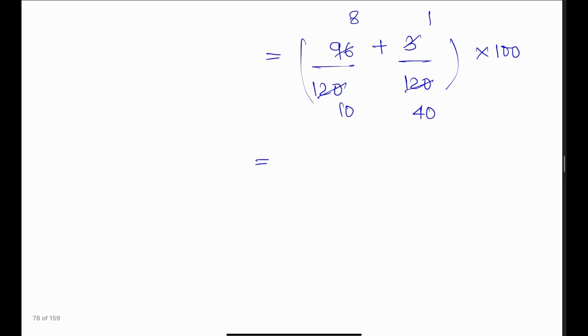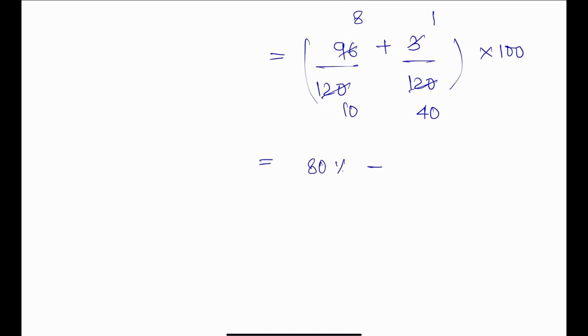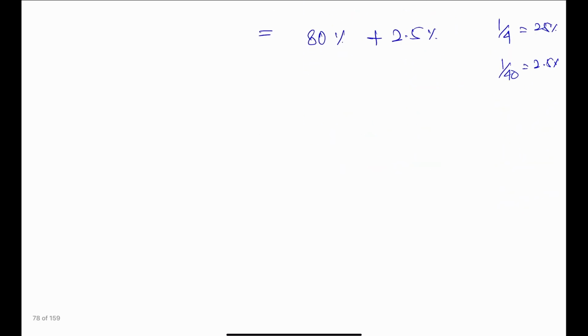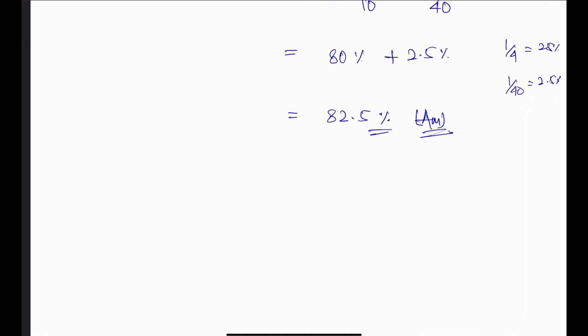So 8 by 10 is nothing but 80%, plus the last one is nothing but 1 by 40. 1 by 4 is what? 25%. So 1 by 40 will be 2.5%. So eventually the answer is 82.5%. Eventually the answer for this question is 82.5%. Okay, let's solve more questions.